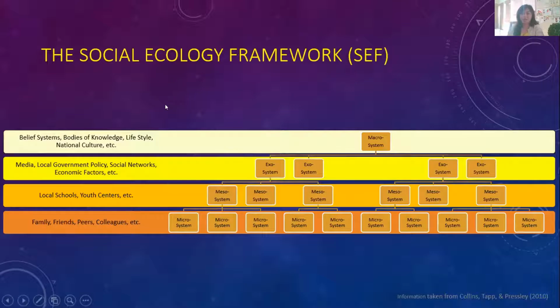And the last level, as you can see here, is the overarching configuration of a given culture, belief system, or bodies of knowledge. And social marketers' role at this level is to influence national consciousness. For example, challenging institutional racism, sexism, ethnocentrism, and any other ism of nationally embedded beliefs.